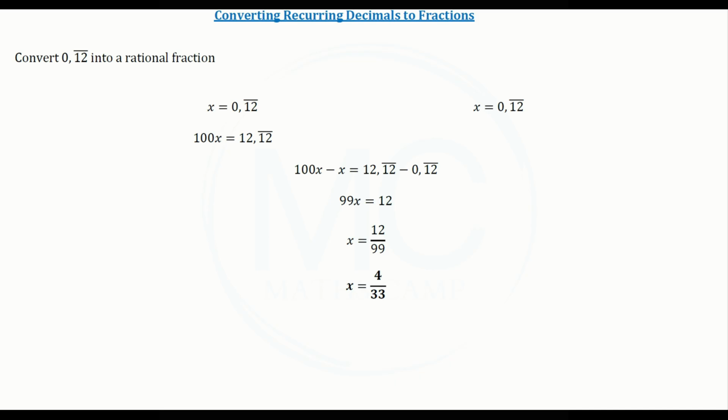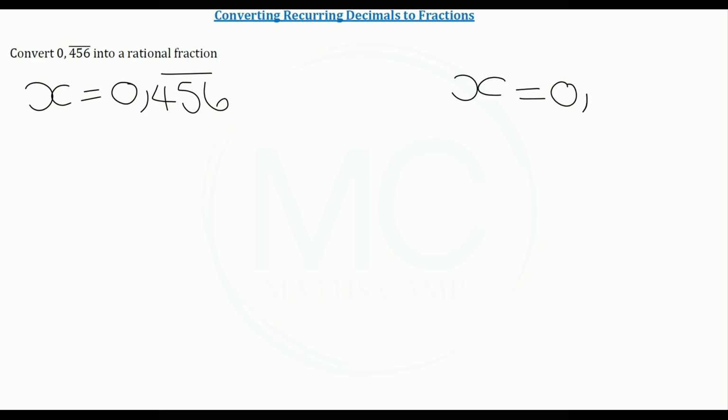Let's look at another example. Convert 0.456 recurring into a rational fraction. Let's start by saying x is equal to 0.456. And again, for equation 2 over here, x is equal to 0.456 recurring. Now, for equation 1, we have 1, 2, 3 digits in the recurring pattern.